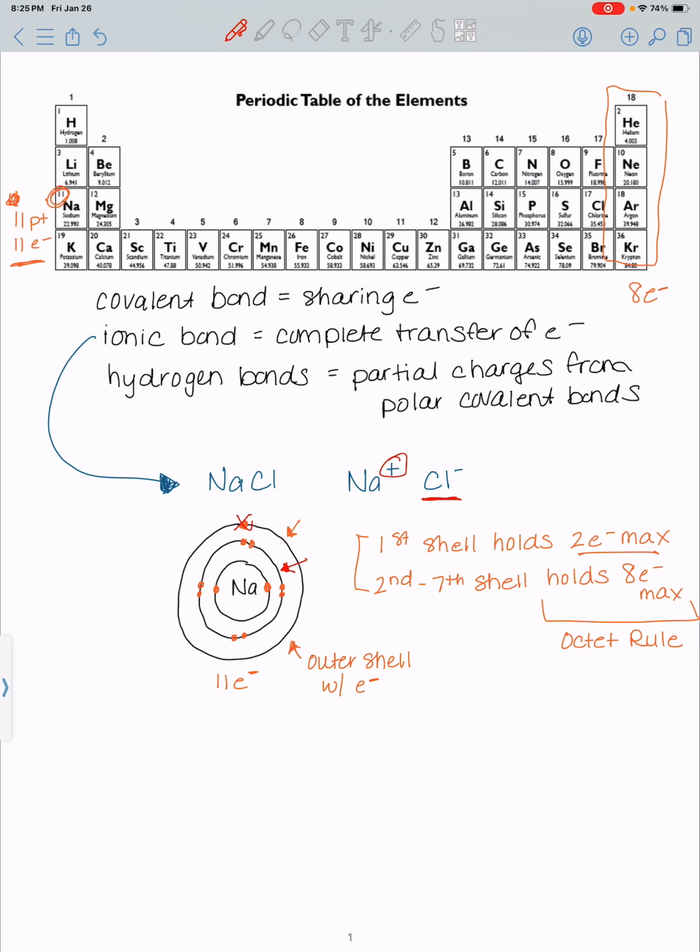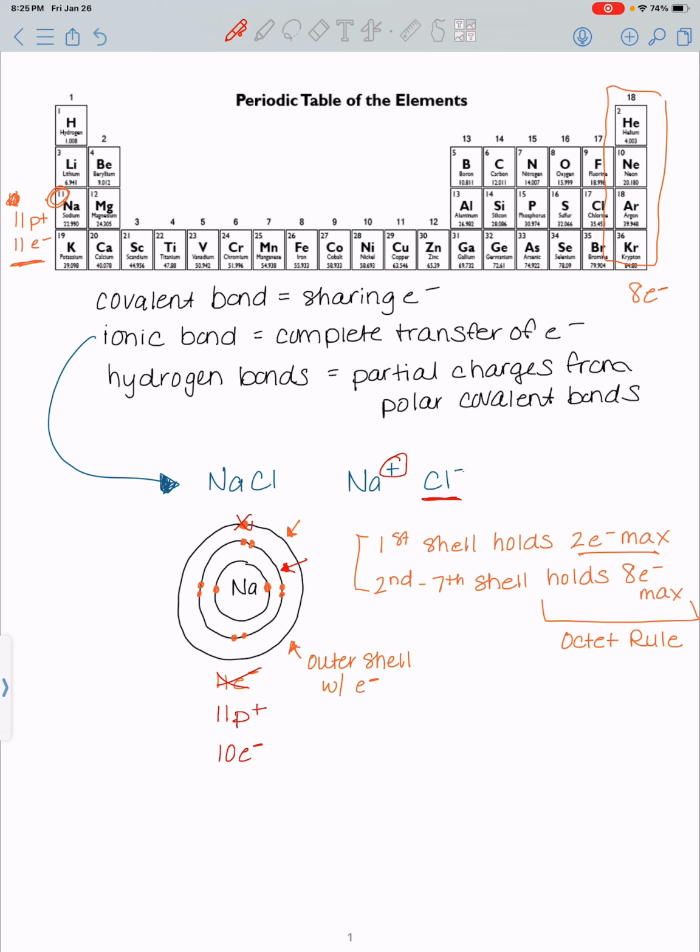So we had 11 electrons. If we donate this electron here, and we had 11 protons to begin with, now we have 10 electrons. So we have 1 extra positive charge. That's what that means. We have 1 extra positive charge in the form of a proton.